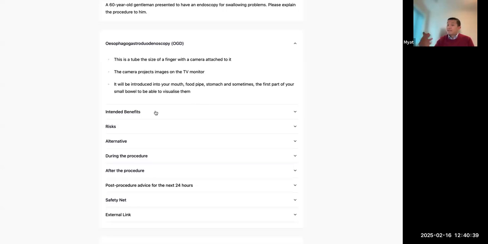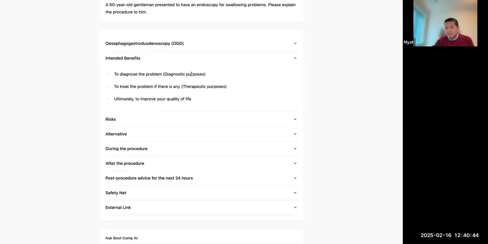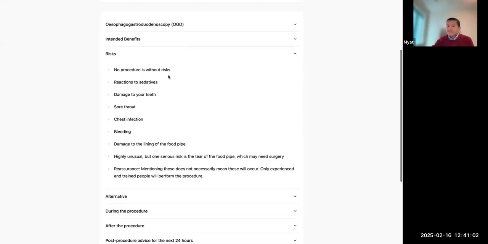The next section of the consent form, if you remember, is the intended benefits, and I said diagnostic and therapeutic purposes, ultimately improving the quality of life. So again, don't say diagnostic purposes or therapeutic purposes to the patient. We have to explain to the patient that it is to diagnose the problem and treat the problem if there is any, if we can, then and there, ultimately improving the quality of life. No procedure is without risks. Again, these are the exact words that I've been using for so many years in real life when consenting patients as well.